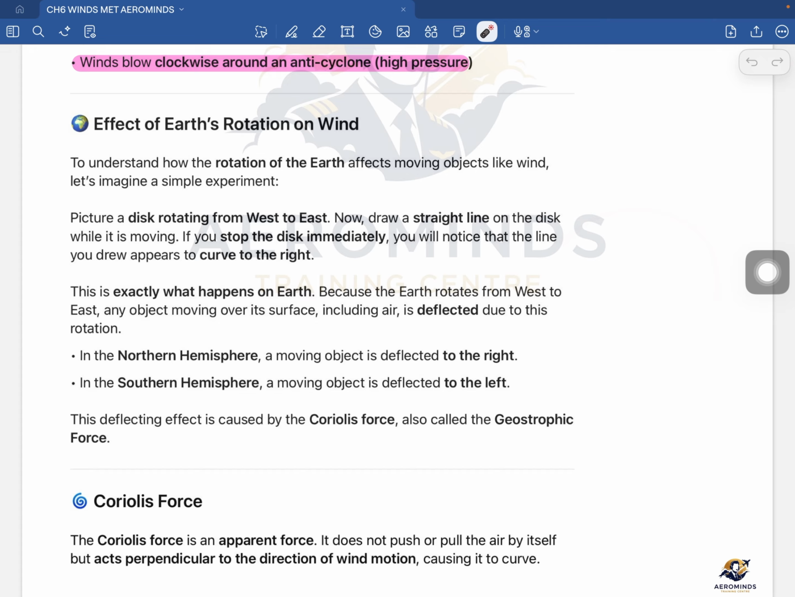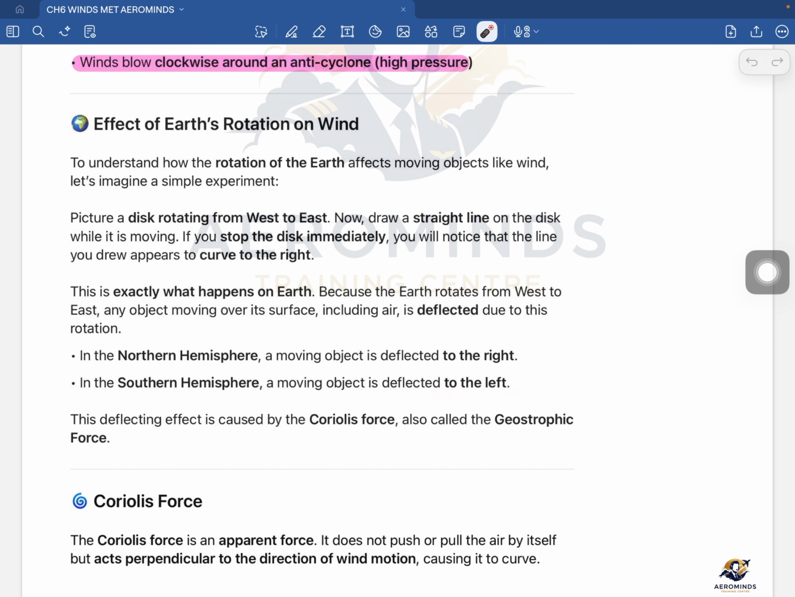Now comes a very important rule, which is directly asked in your DGC exams. In the northern hemisphere, any moving object, whether it is air, wind, a missile, or any aircraft, is deflected to the right of its direction of motion. Deflected to the right of its direction of motion. And same in the southern hemisphere, any moving object is deflected to the left of its direction of motion. So remember this. Okay. Now, please understand this clearly.